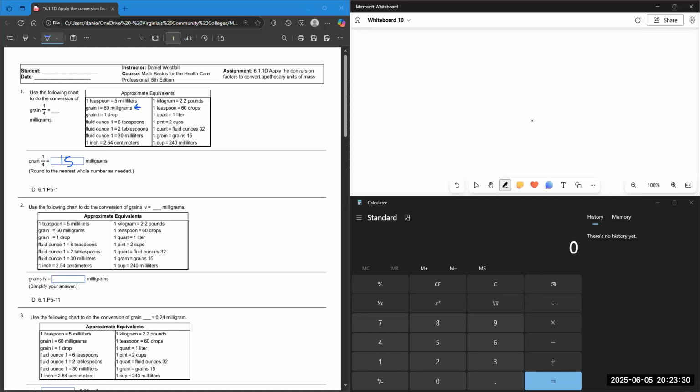Now we have 4 grains, IV, and we want 1 grain is 60 milligrams, and grains will cancel. 4 times 60 is 240 milligrams.